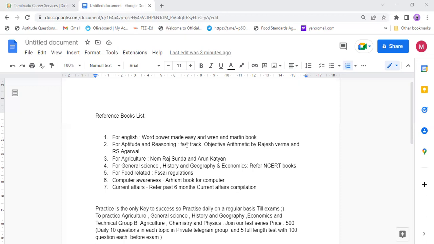And here, practice is the only key. So practice on a daily basis till the examination, because in 1 hour we have to do a few reasoning questions and quantitative aptitude questions. So speed and accuracy are more important in competitive examinations.